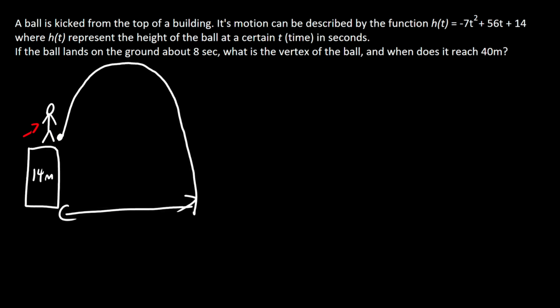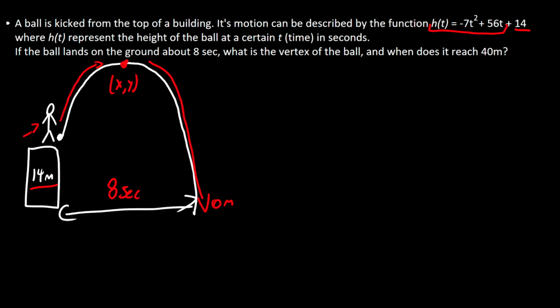Taking a look at this diagram, let's say that there was a boy standing on top of a building that was 14 meters tall. We know that it has a height of 14 meters because 14 is our C value. Anyways, he kicks the ball and it goes up and up and up until it reaches its max height and then falls down to the ground at 0 meters. This highest point is of course the vertex, so it'll be a point with an unknown x and y, and also we know that the entire thing will take place within about 8 seconds.